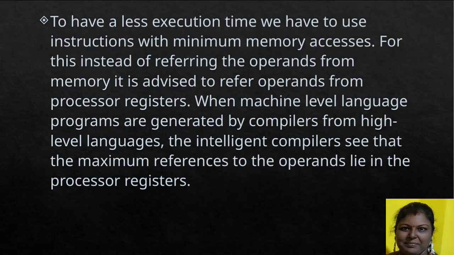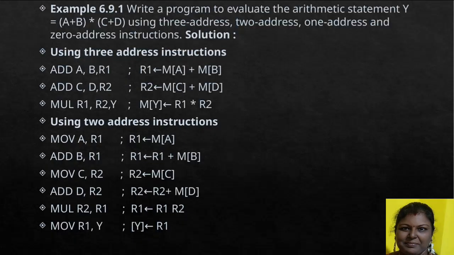Let's look at how we can evaluate the expression Y equals the sum of A and B, multiplied by the sum of C and D, using different instruction formats. First, with 3 address instructions, we add A and B into one register, C and D into another, then multiply those results. Next, with 2 address instructions, we move values into registers, perform additions updating those registers, multiply, and finally store the result in Y.